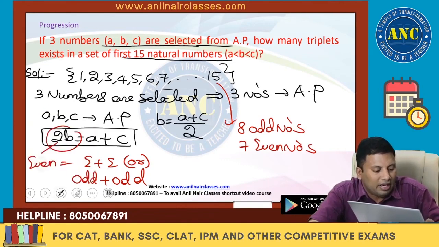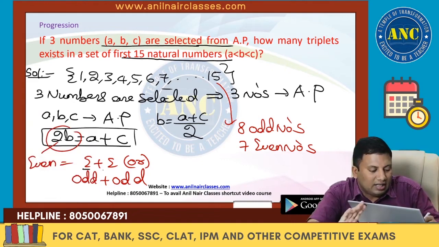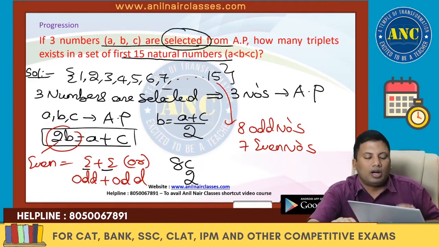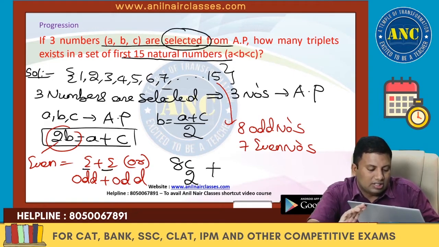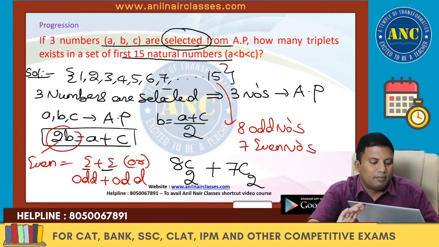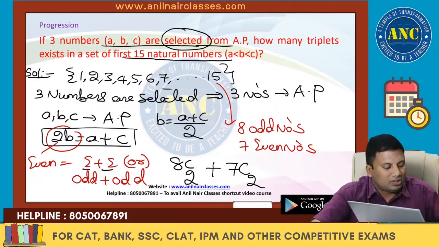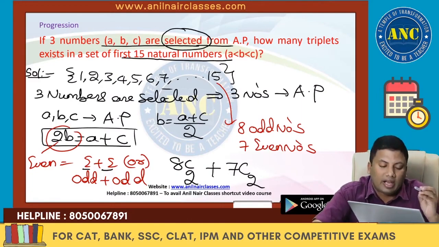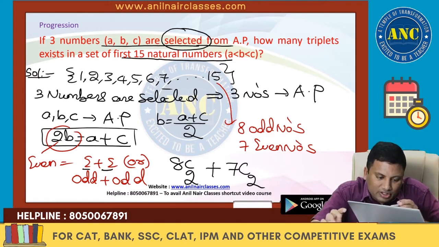Out of 8 odd numbers, select any 2 odd numbers. Our condition is "or", so it is plus. From 7 even numbers, select any 2 even numbers. So 8C2 plus 7C2. Again I am explaining: please don't count any cases. Don't do any counting.